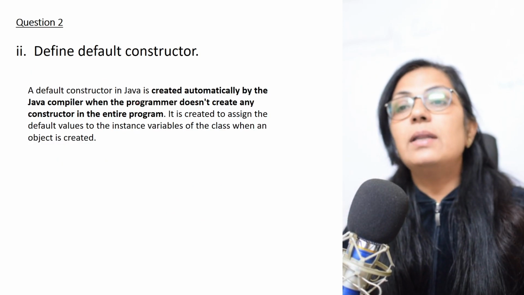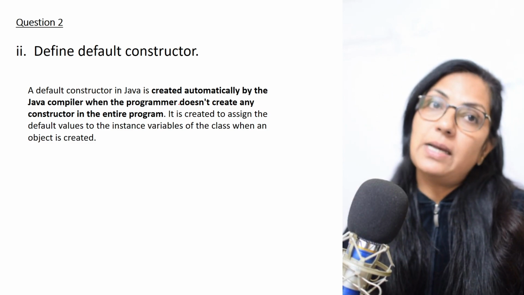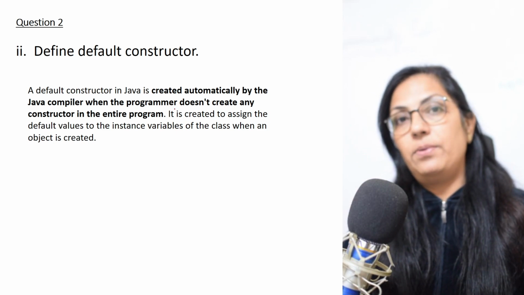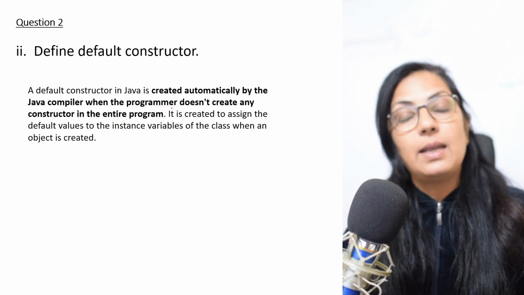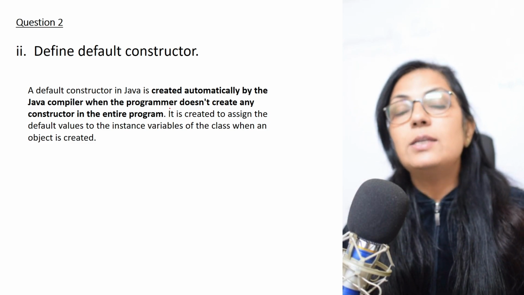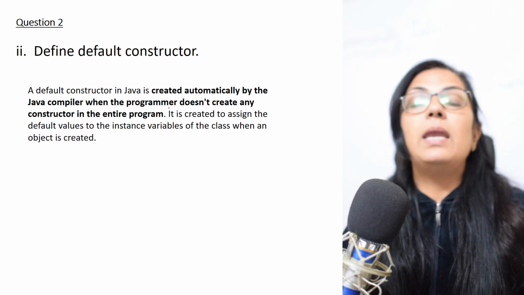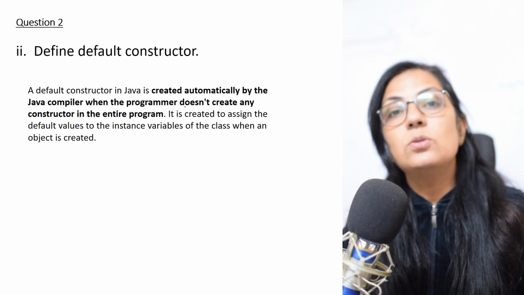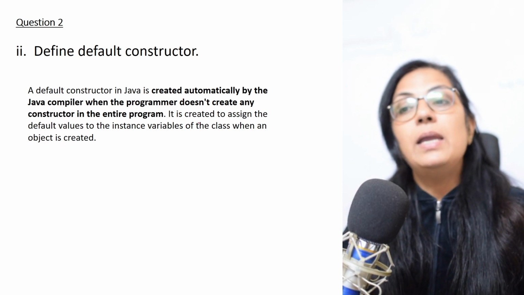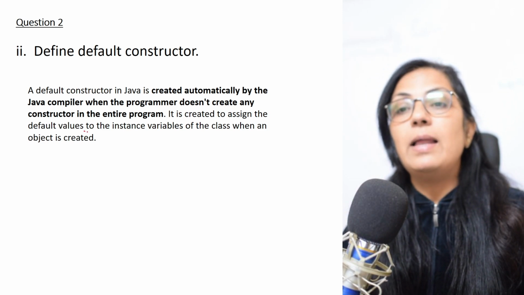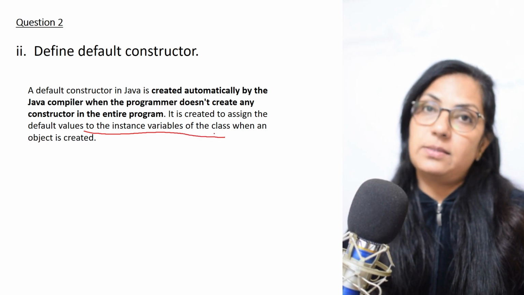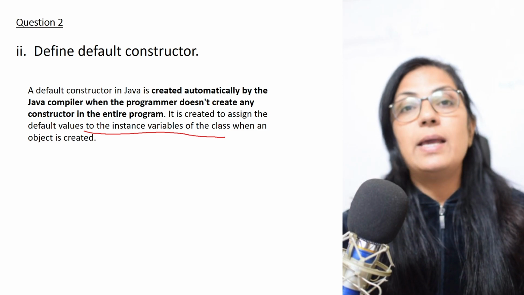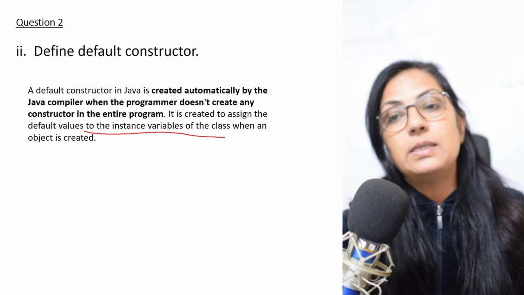The next one, define default constructor. A default constructor in Java is created automatically by the Java compiler when the program doesn't create any constructor in the entire program. When we don't write any constructor, at the time of object creation the Java compiler creates a constructor by itself, and that constructor is known as the default constructor. It is created to assign the default values to the instance variables of the class, right? The purpose of a constructor is only to initialize the values of the instance variables, right?